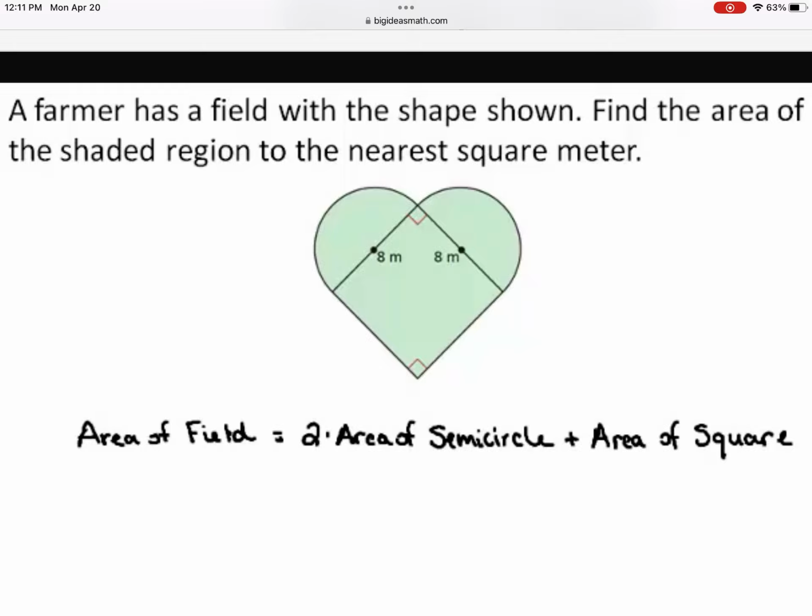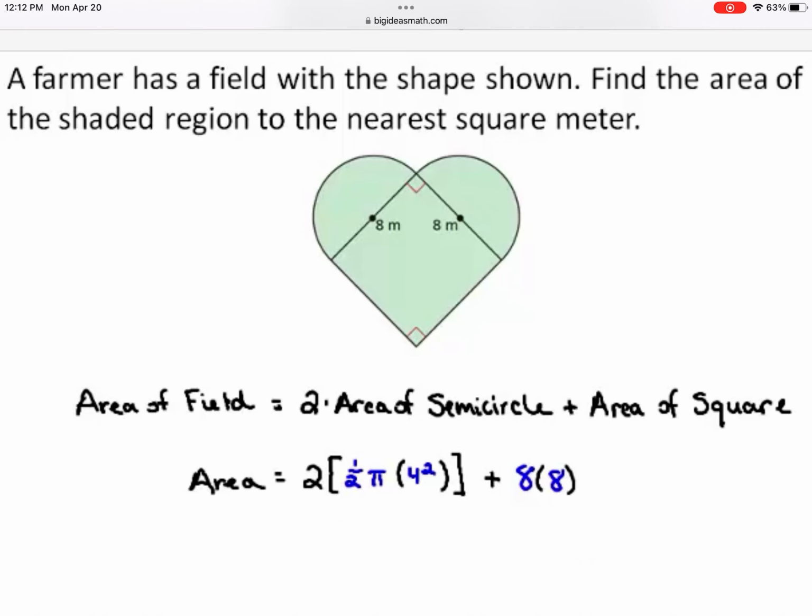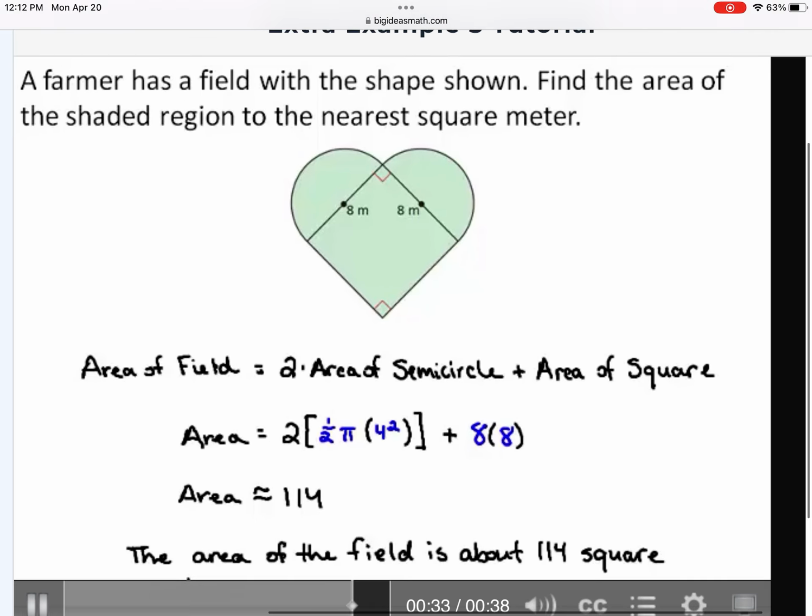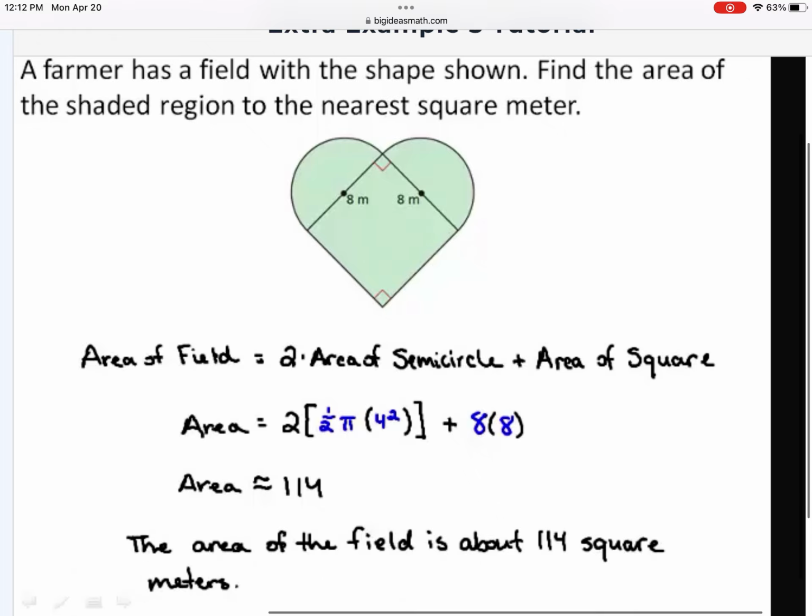the square. Notice that the semicircles will have radius 4 because the diameters are 8. So area equals 2 times the quantity 1/2 pi times 4 squared plus 8 times 8, which gives area is approximately 114. So the area of the field is about 114 square meters.